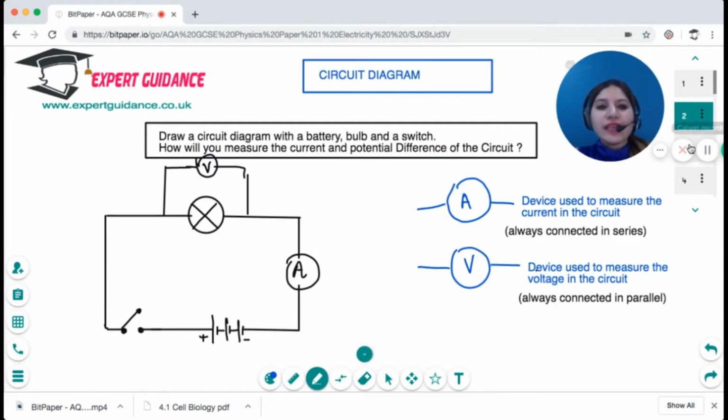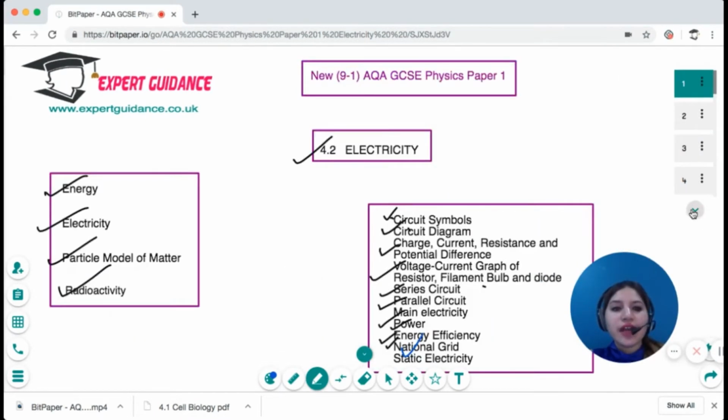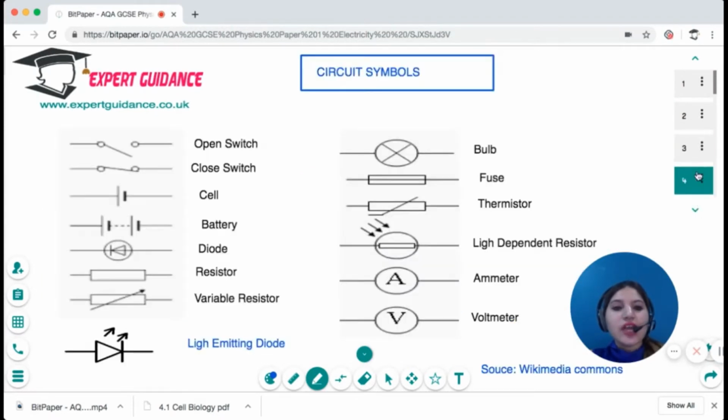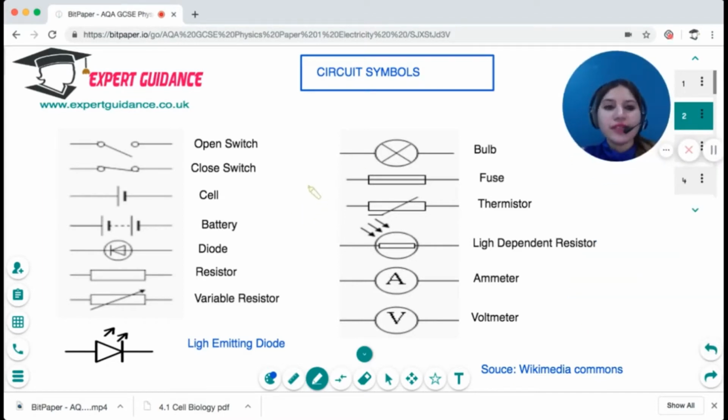Now, what are circuit diagrams? In circuit diagrams, you make use of circuit symbols. These are the circuit symbols which are there in your syllabus, and you should be able to draw them. And if a circuit symbol is given to you, you should be able to spot what it is for. So if there is a circle and a line, that's an open switch.